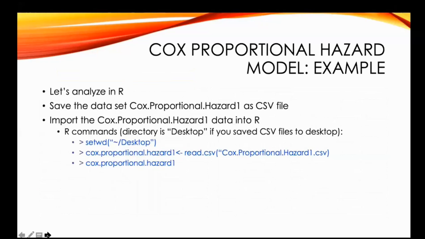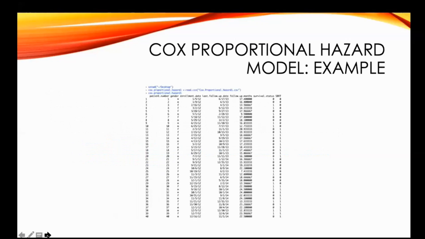So we're going to analyze in R. We're going to save this data set as a CSV file and then change the working directory and name the data set Cox proportional hazard model. And here's doing that, and you can see the data set's imported.